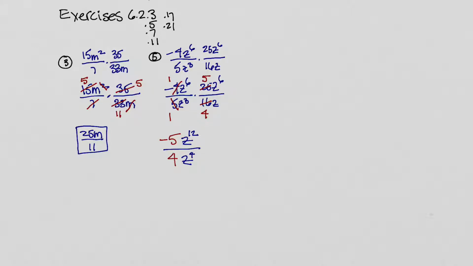We're going to have negative 5 over 4, and then how many z's have we got here? Well, I've got 12 on top, 4 on the bottom. So these 4 on the bottom will cancel with 4 out of those 12 on top, leaving 8. So we'll have z to the 8.